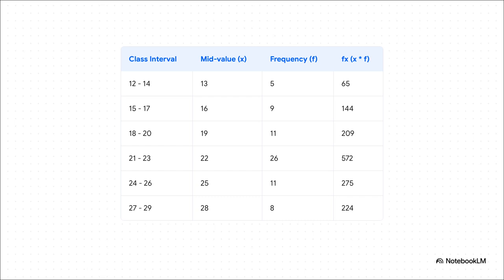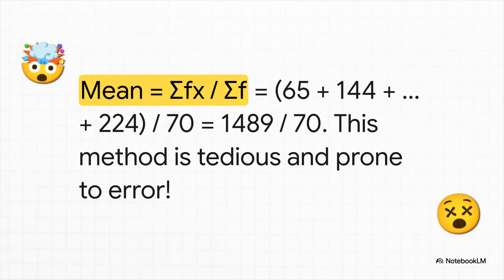Okay, so the next step is to multiply that mid-value by the frequency. How many families are in each group? And you see what's happening, right? The numbers in that last column are getting pretty big, pretty fast. This is exactly where simple calculation mistakes can sneak in. And finally, you have to add up all of those big numbers, which gives us 1,489, and then divide that by the total number of families, 70.